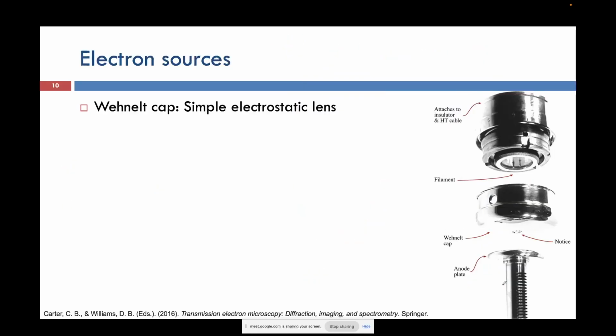And I want to come back to another component. This is not an electron source, but it is a component associated with that electron source system, called the Wehnelt cap. Why is this Wehnelt cap there? Let's say my electrons are coming like this. It's three-dimensional, you can imagine my electrons coming in three dimensions. I want my electrons to be focused at a single point, right? This is my specimen, which is far away. We should not say that this is close. This is far away.